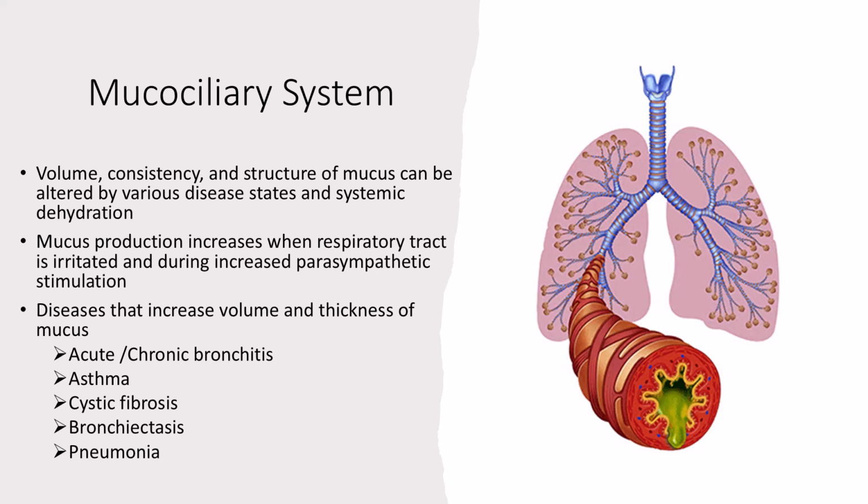Bronchiectasis results in structural damage to airways, impairing ciliary function and mucus clearance. In pneumonia, we see inflammation and purulent mucus overwhelm the mucociliary system, impairing clearance. In all these conditions, the mucociliary system's ability to clear mucus and pathogens is compromised, leading to increased risk of infections, inflammation, and progressive lung damage. Management often focuses on reducing mucus production, improving clearance, and treating underlying infections or inflammation.